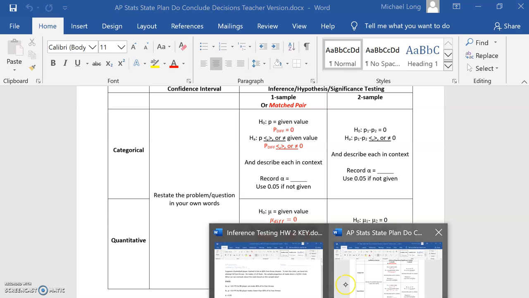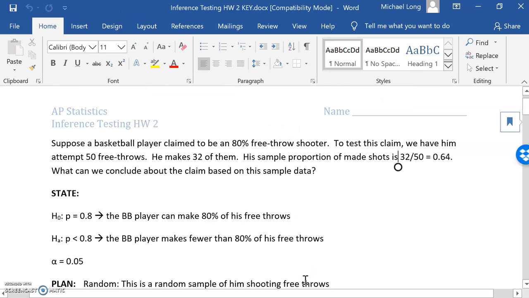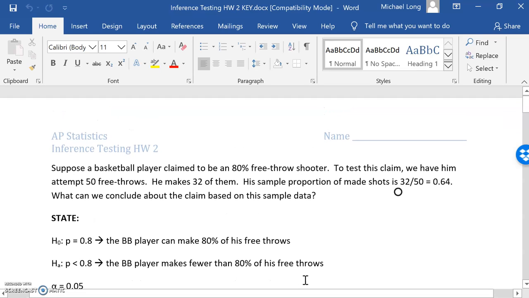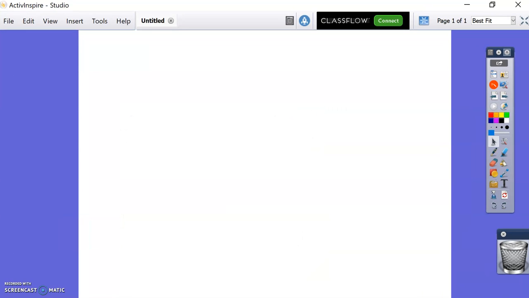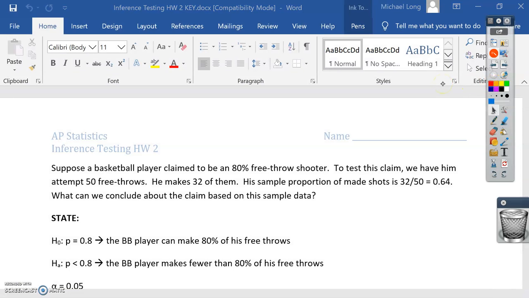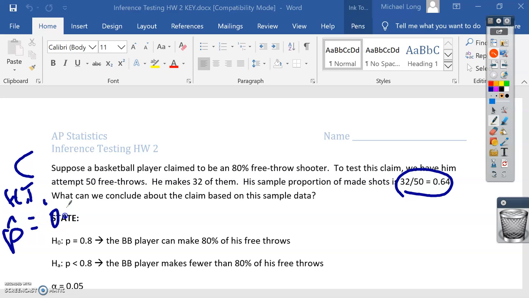So let's go back to the problem for a second and read through this situation, and do what we always do when we read these problems. We just answer those three questions. Is it categorical or quantitative? Hypothesis test or confidence interval? And what kind of stats do they give us? If we do that for this problem, we've already determined that this is categorical in nature because he either makes or misses. This is a hypothesis test because it doesn't have the words confidence interval. So this data we're going to write as p hat equals 0.64.